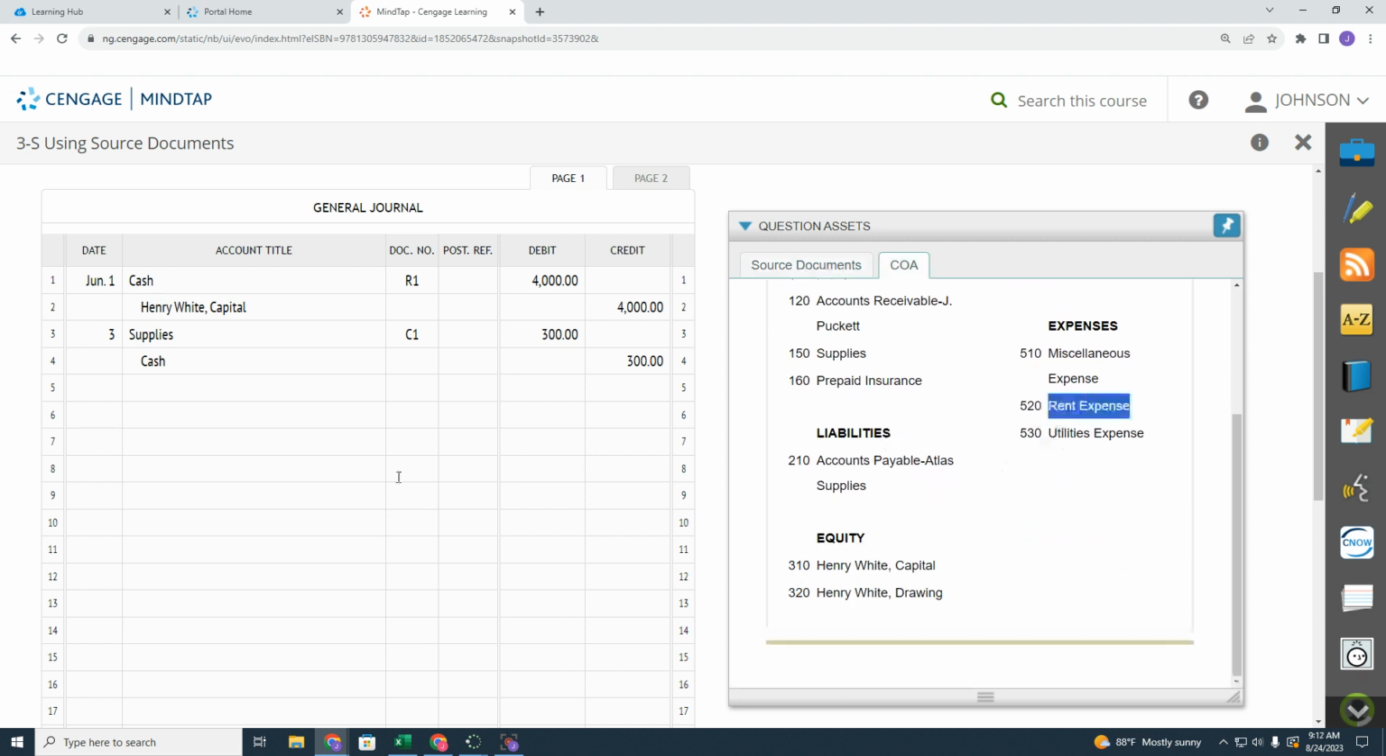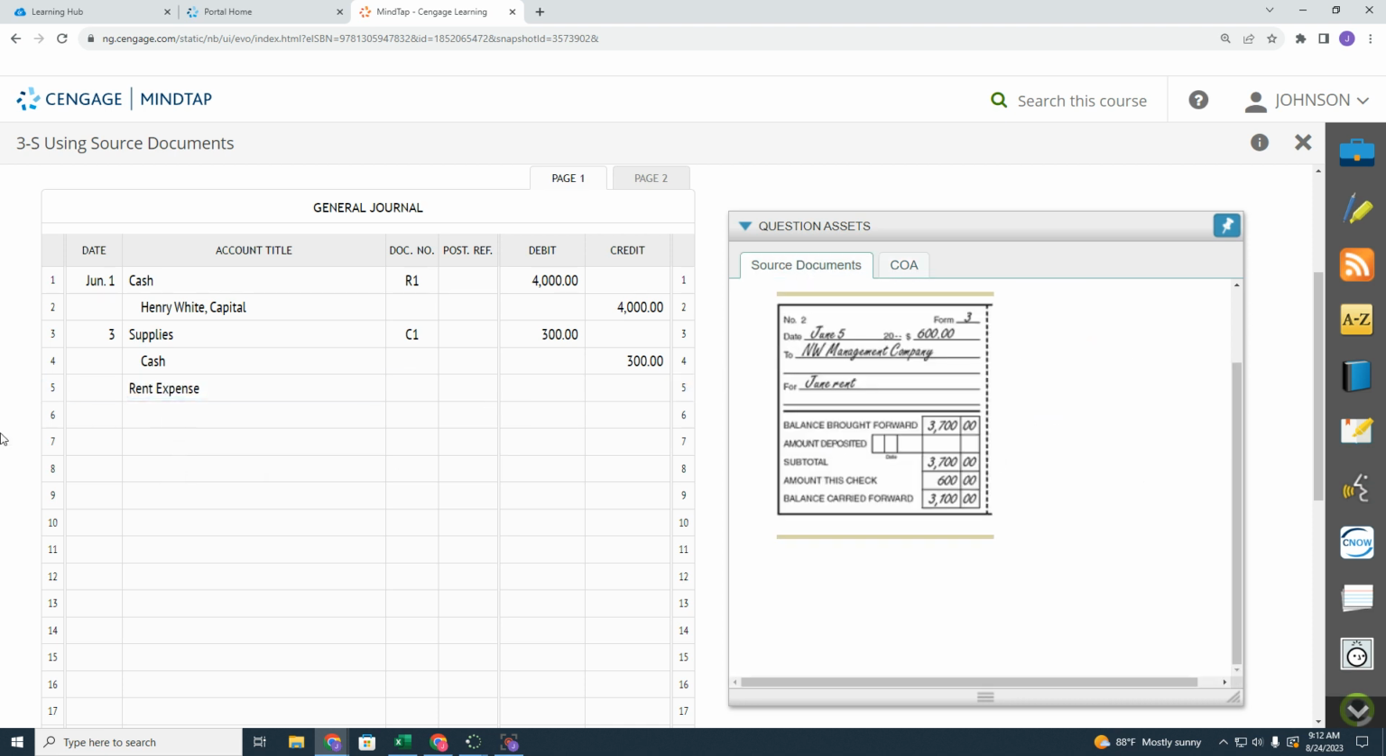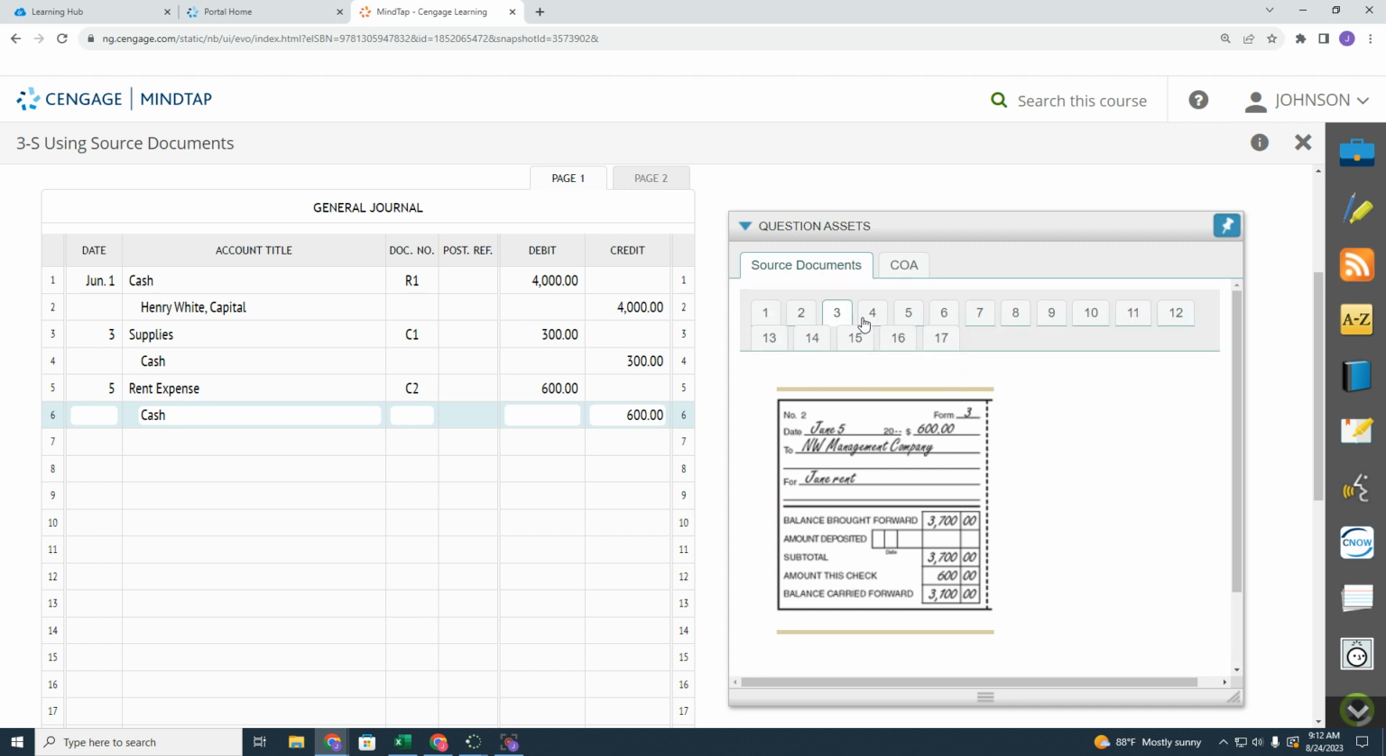So remember, rent expense has a normal debit balance, so it's going to increase with a debit and it's going to decrease with a credit. So rent expense is increasing by $600. And again, whenever I see a check stub, more likely than not, cash is being credited. So we're paying for the June rent, $600 on June the 5th. This is check number 2, so I'll put C2 as my document number. And I'm ready to go to my next transaction.